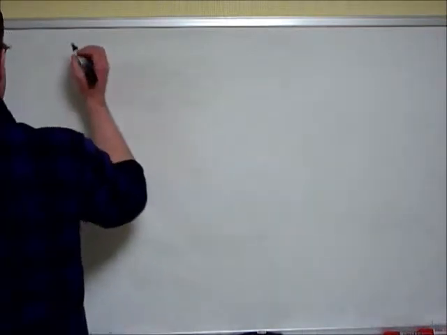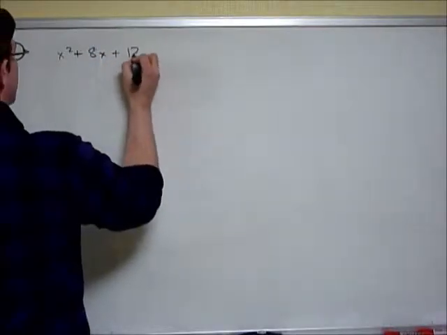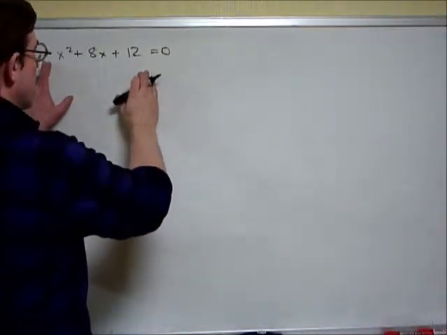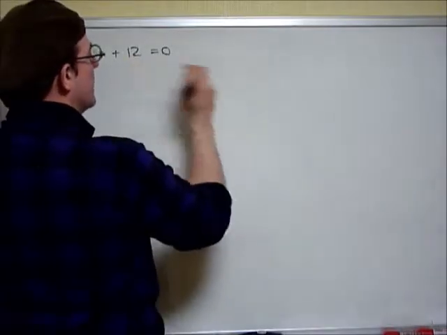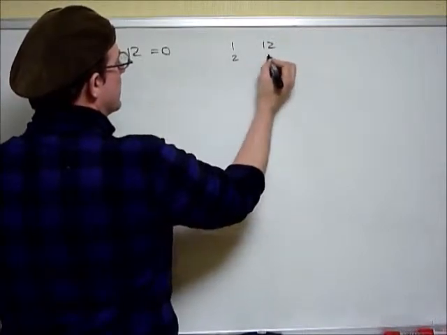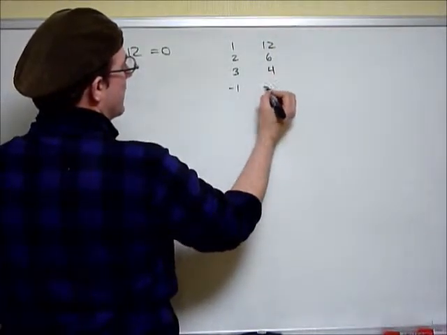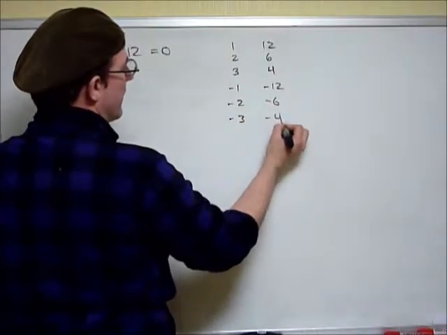So, you've learned how to factor polynomials, so that if you've got something like x squared plus 8x plus 12 equal to 0, and you want to factor this polynomial, having done lots of this, you know that you first have to find the integer factors of 12, which are 1 and 12, 2 and 6, 3 and 4, and then all the negatives of that. Negative 1, negative 12, negative 2, negative 6, negative 3, and negative 4, right?